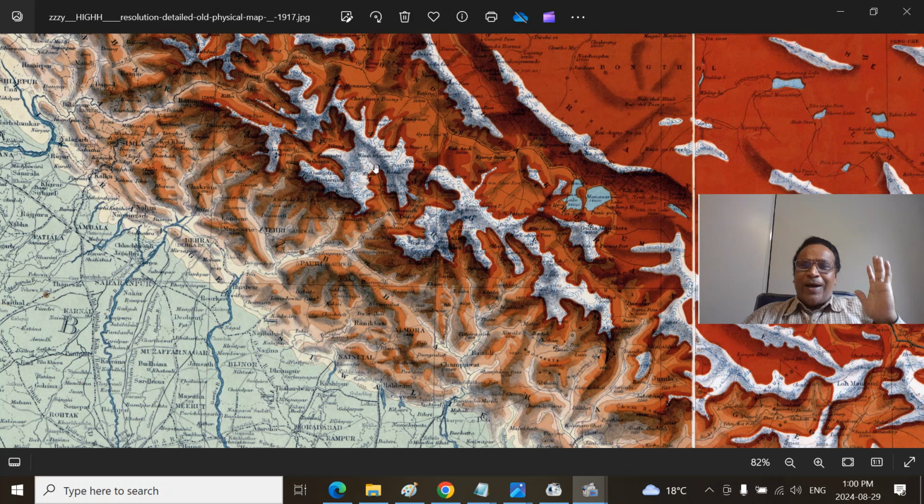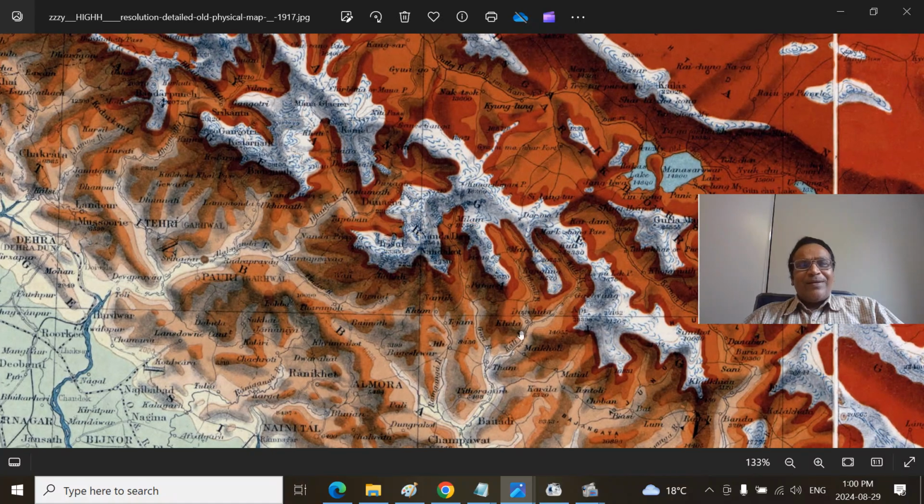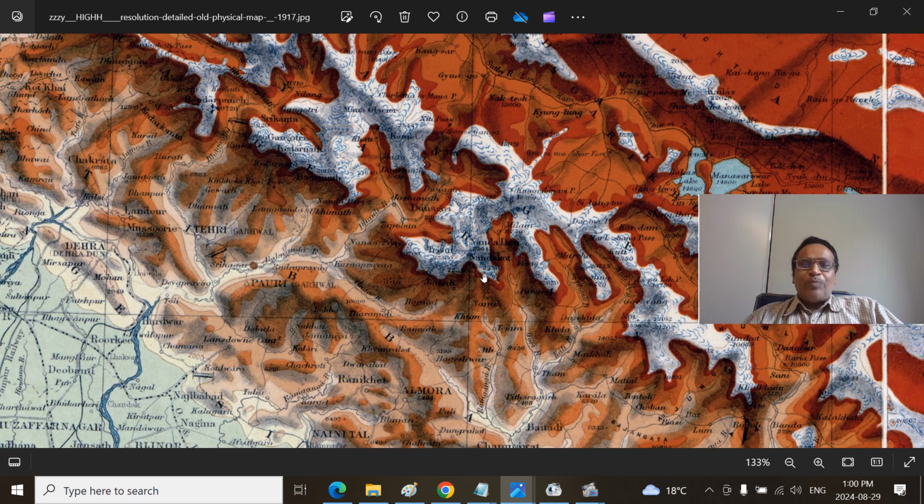So the Alakananda river, Dauli Ganga river. The western part of the Dauli Ganga, this is the part we are talking about. The eastern part is the Gori Ganga river. This is the Gori Ganga river basin. Here, Ram Ganga, here, Saryu river. So this is the Gori Ganga. This is the eastern Dauli Ganga. This is our actual Sarda river, Kali river. We look at this part we are talking about.